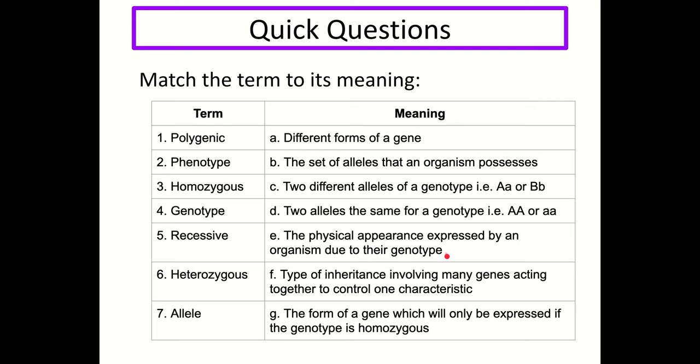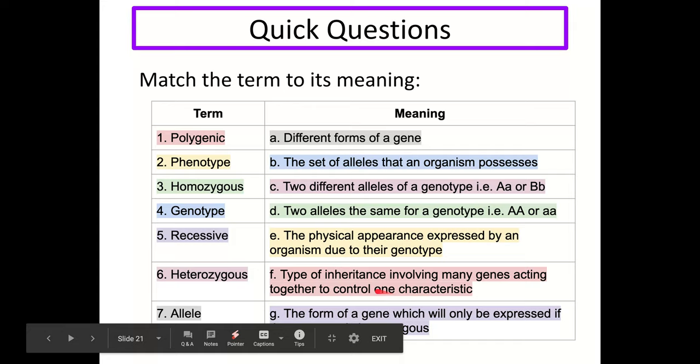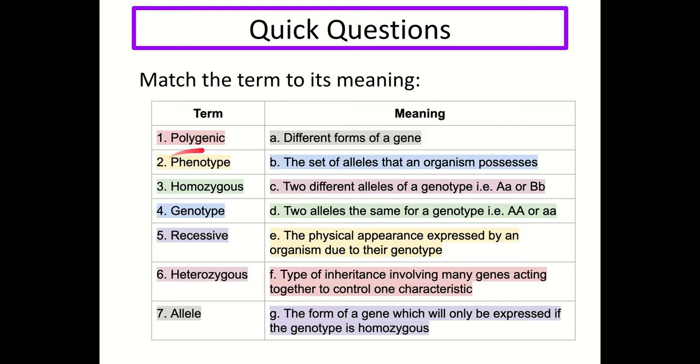Okay, so the first term was polygenic. Polygenic is the type of inheritance involving many genes acting together to control one characteristic. So a characteristic that's controlled by poly, which is many, genic, which is genes. Number two is phenotype, and that matches with E, so the physical appearance expressed by an organism because of their genotype. Three is homozygous, which matches with D, so two alleles that are the same for the genotype.